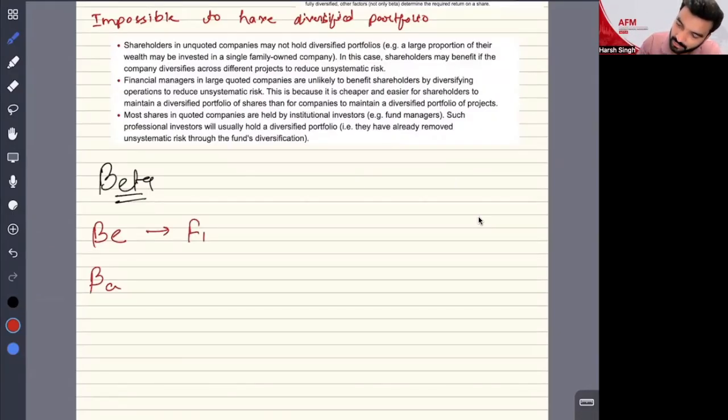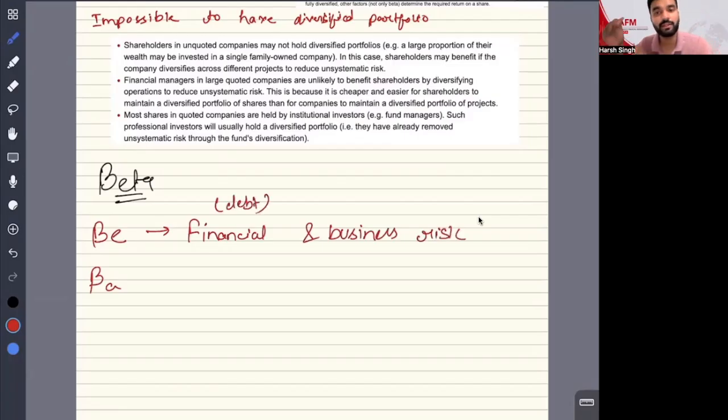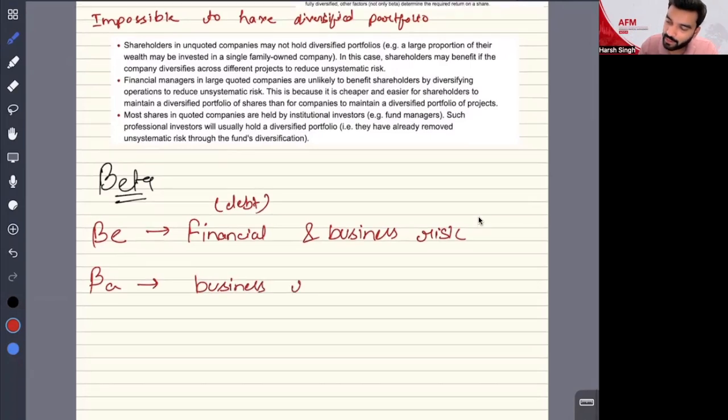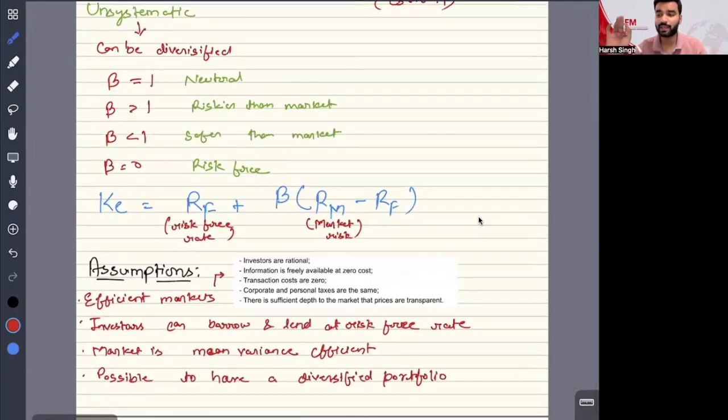Financial and business risk. Now, when I say financial risk, I am talking about debt being introduced. If I talk about beta asset, I'm talking purely about business risk and no financial risk. That is the one point, beta equity and beta asset. Now, guys, while solving these questions, we are always using beta equity to calculate cost of equity.